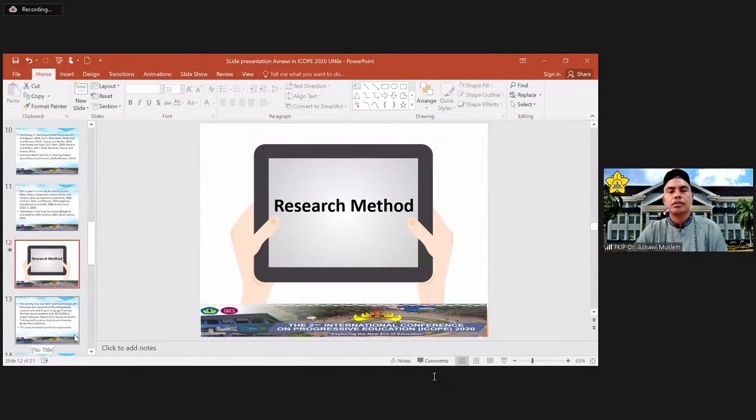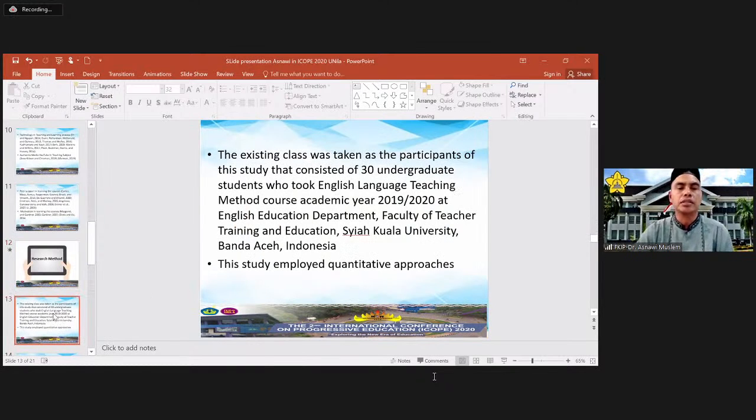And the method that we use is quantitative. So we conducted an experimental teaching. The existing class was taken as a participant of the study that consisted of 30 undergraduate students. This is the only one class, so we don't use any comparison classes, what we call experimental and control groups. So we use only one group, to see the difference between pre-test and post-test.